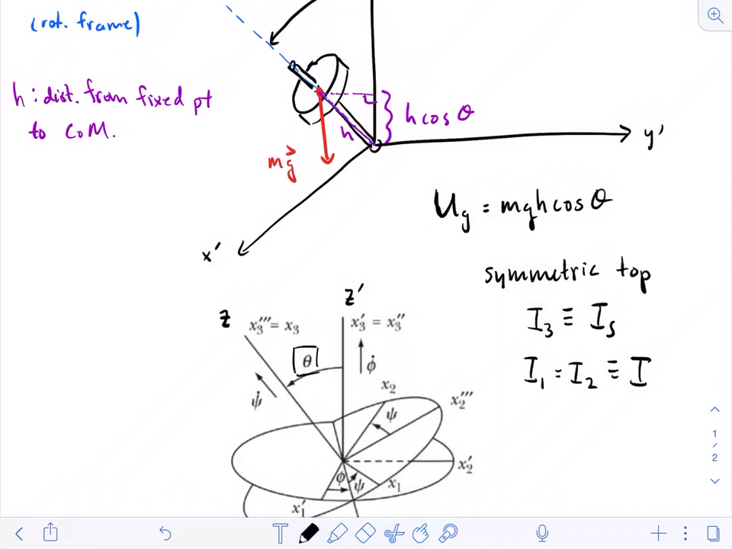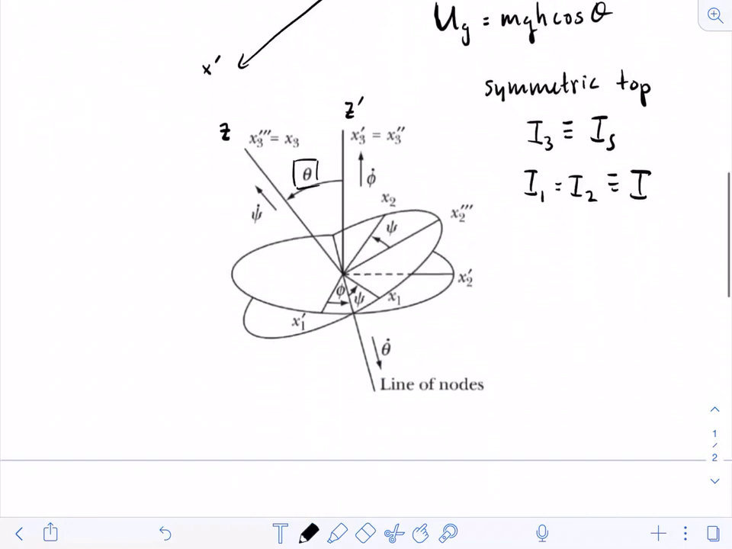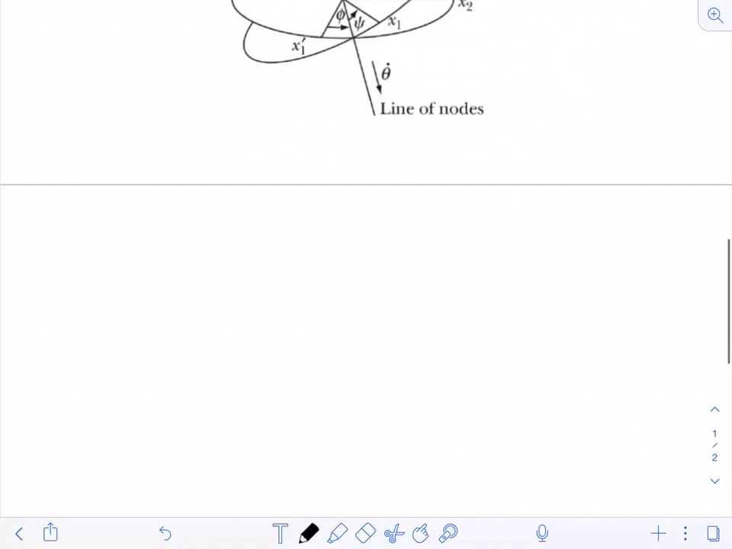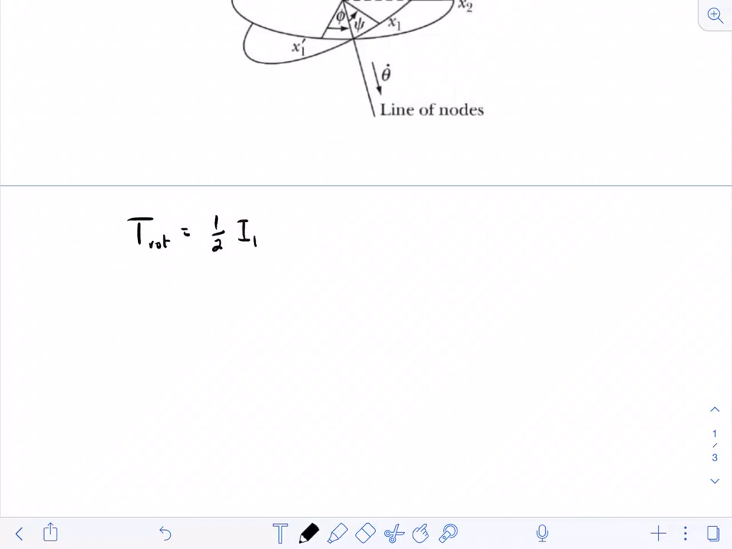Okay, good. So let's just try and start to construct this Lagrangian. What we'll need is the rotational kinetic energy. And so that's going to be 1/2. Well, what it would be is I1 omega 1 squared plus I2 omega 2 squared plus I3 omega 3 squared.